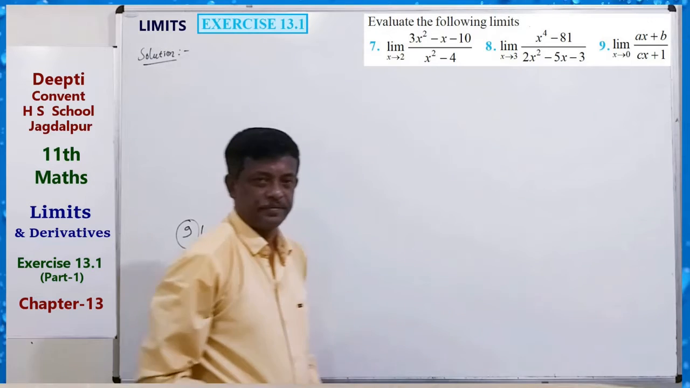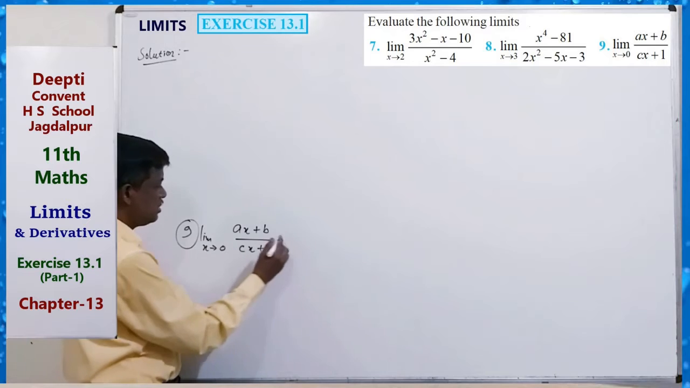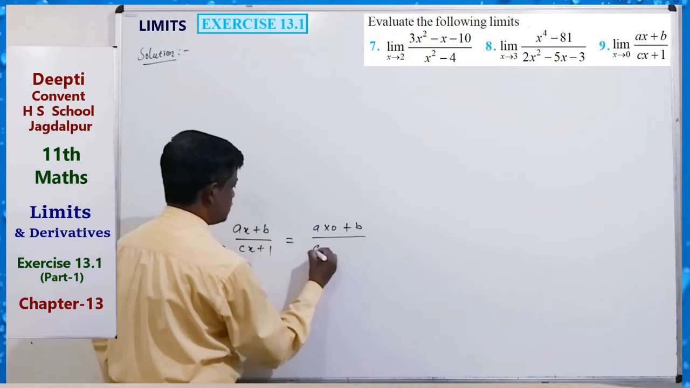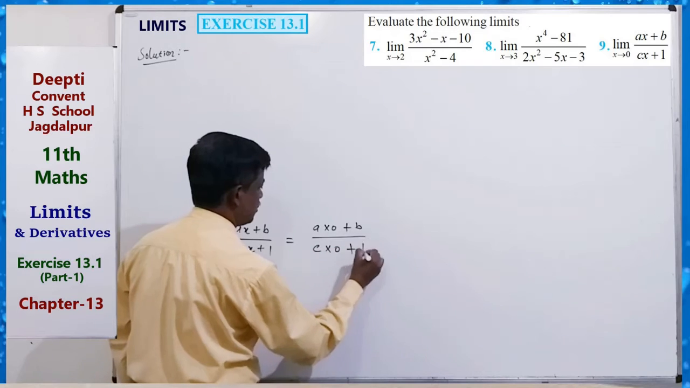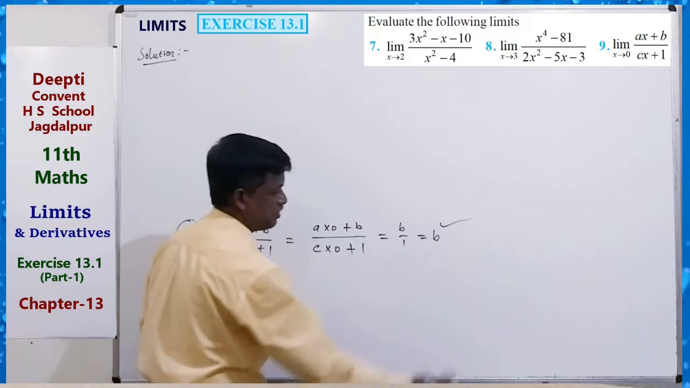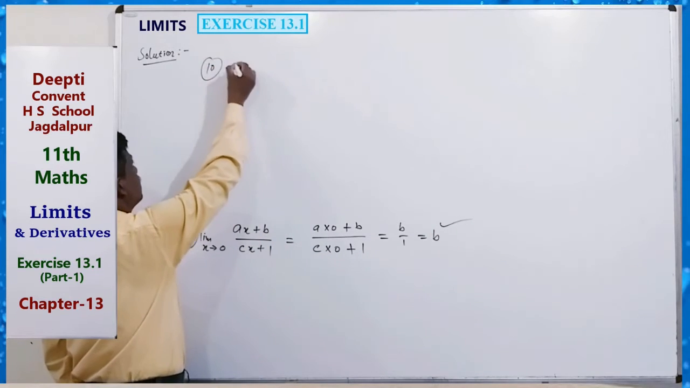Take question 10. Just question 9: x tending to 0, we can put a into 0 plus b upon c into 0 plus 1 equals b by 1. This is b. The limit is b.